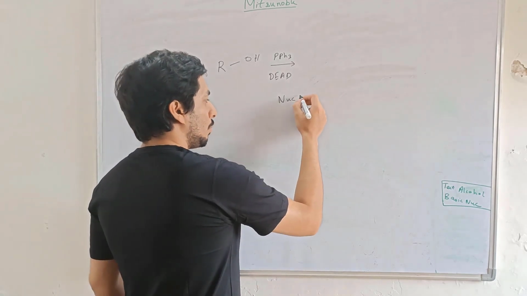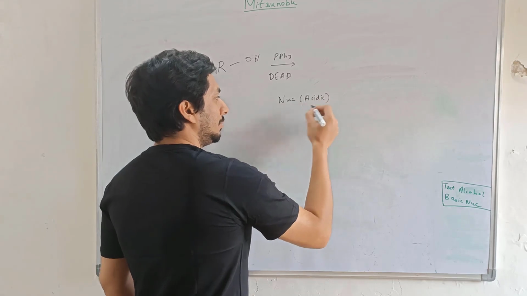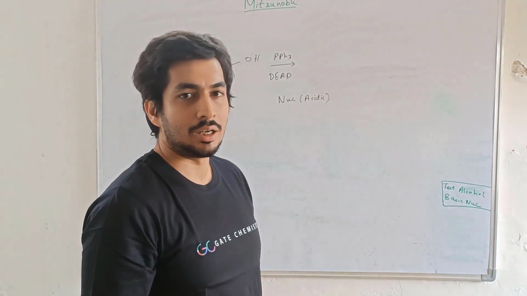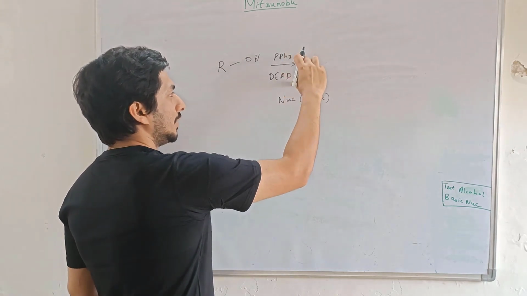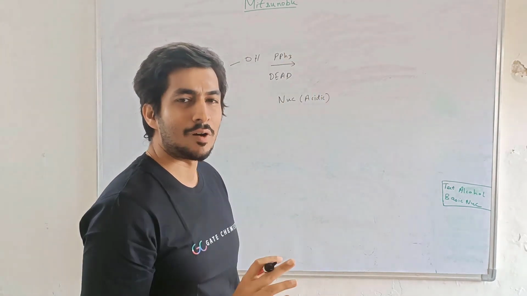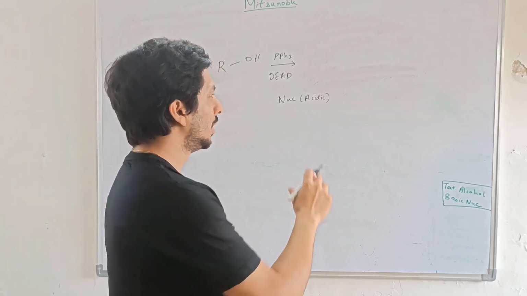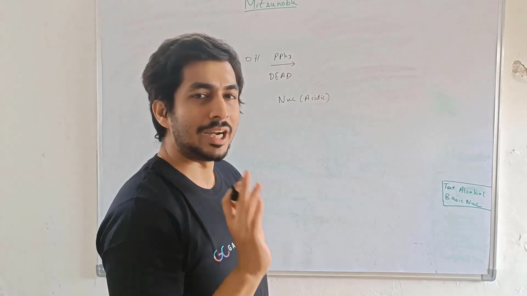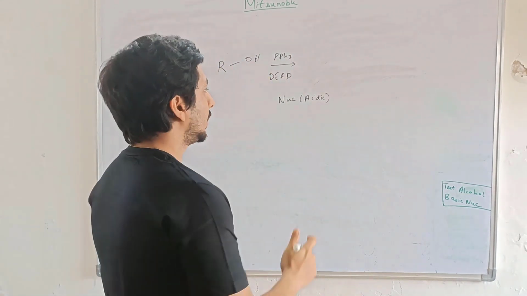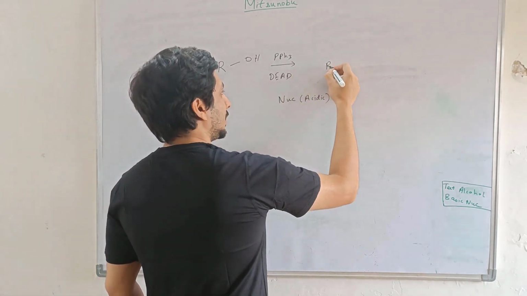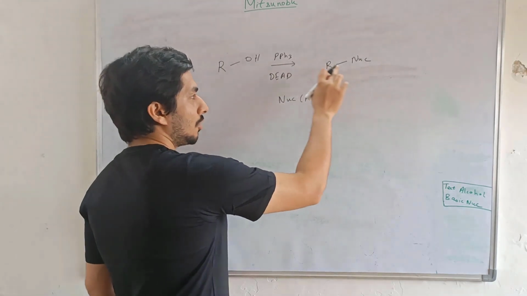One characteristic feature of this nucleophile is that it should be acidic. What is the reason behind that? We will see a bit later in the video. Whenever you see this combination, either in a competitive exam or in your university exam, it should immediately strike you that it might have something to do with the Mitsunobu reaction, particularly if there is an alcohol as well.